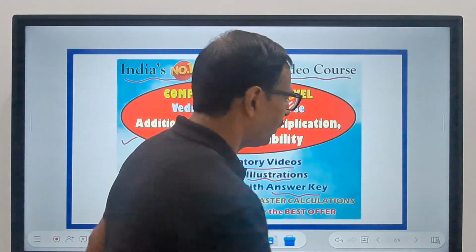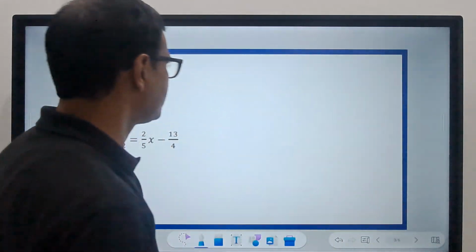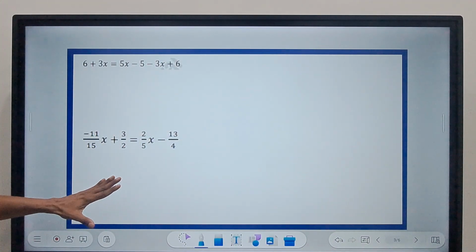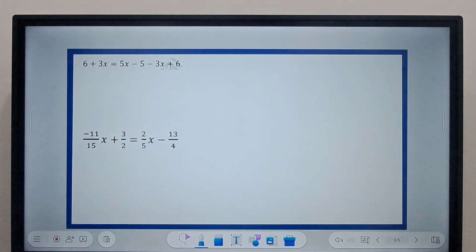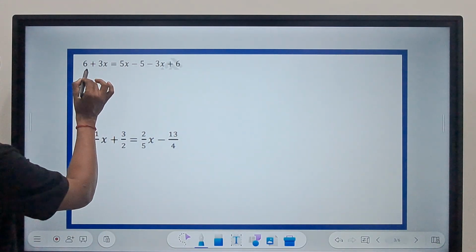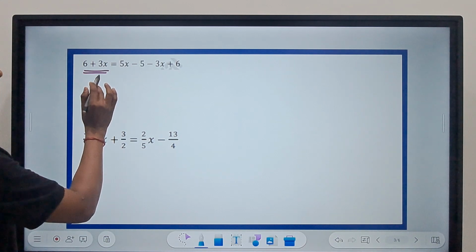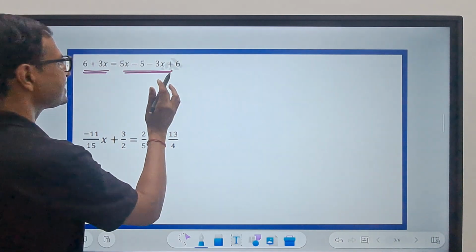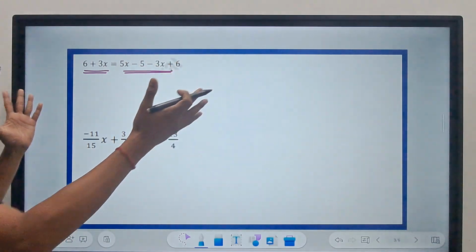So friends, what are the topics and the questions in hand? Look at this. These are some basic equations which we will be cracking in this particular video. The first equation which I have written here is a simple equation where the constants and the variables are scattered. We have some terms containing x and constants on the left hand side, and some terms containing x and some constant terms on the right hand side as well.